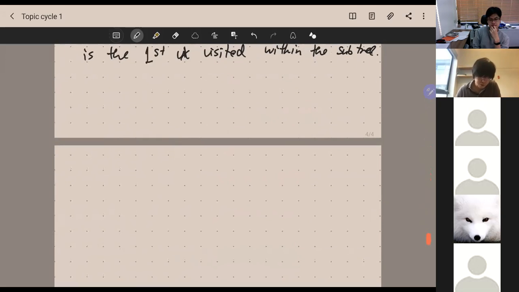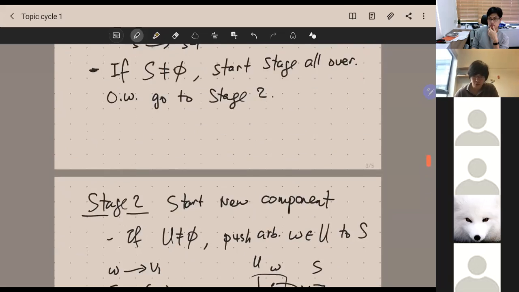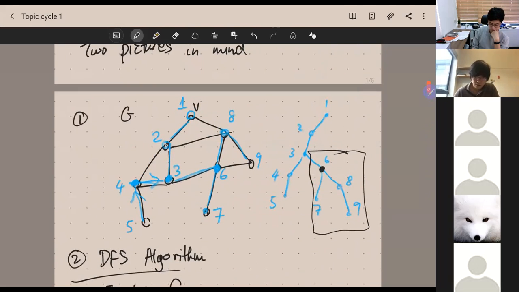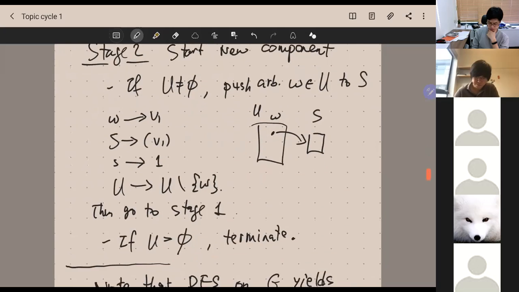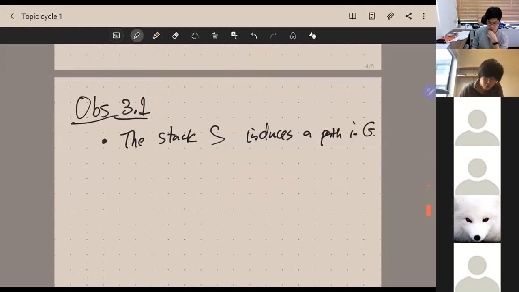Similarly, let me list all these basic properties. I call it Observation 3.1. The first observation, the key observation that DFS is useful for finding a long path, is that the stack S always induces a path in G. Let's recall, the vertices on this stack S always form a path, because we basically go like a trail. The next vertex to visit is always a neighbor of the current one. And whenever we have to trace back, then we pop out the current vertex. So this is the reason that it always induces a path.